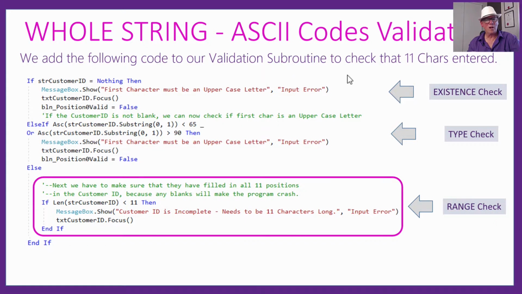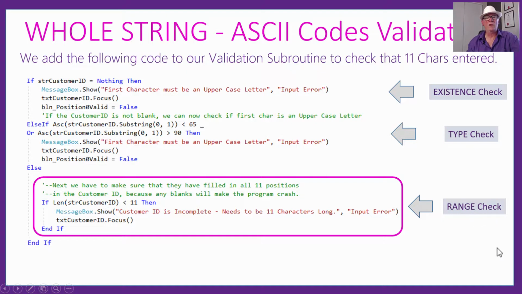And then the next check we've got here is actually a range check. We're checking, this could range in size as to how many letters they type into the customer ID. We want to make sure they've typed in exactly 11 characters. No more, no less. It has to be exactly 11. So that's actually a range check. And this is pretty typical of validation. First you do existence, then you do type, then you do range.